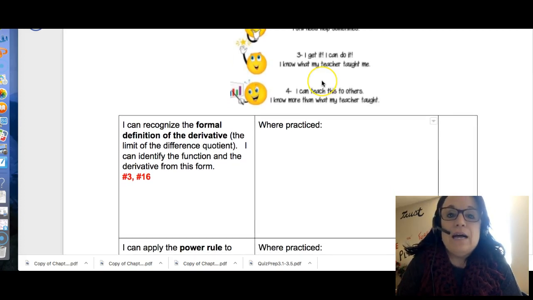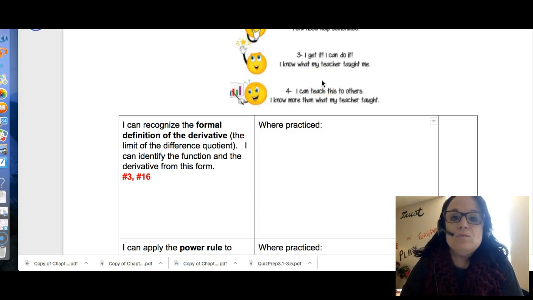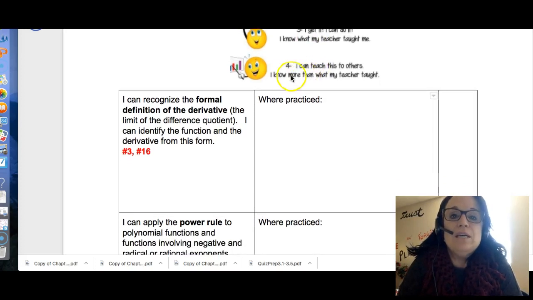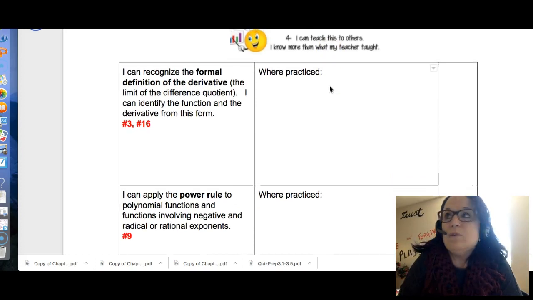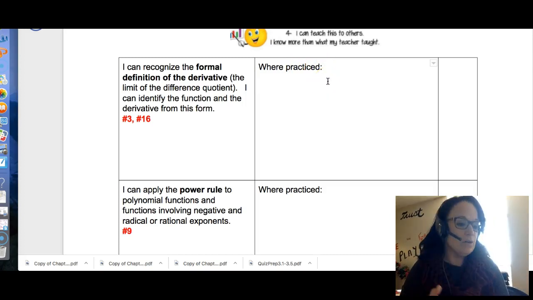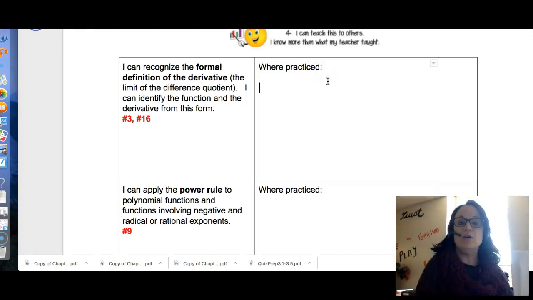A 3 if you've got it. You can do what I've taught you how to do, minus maybe some silly mistakes. You really get the concept. And a 4 isn't that you can teach it to others more than what I taught, but I think a 4 would be if somebody was absent, you could tell them how you do it. All right, so what we're going to do is you should have opened your Google Doc.